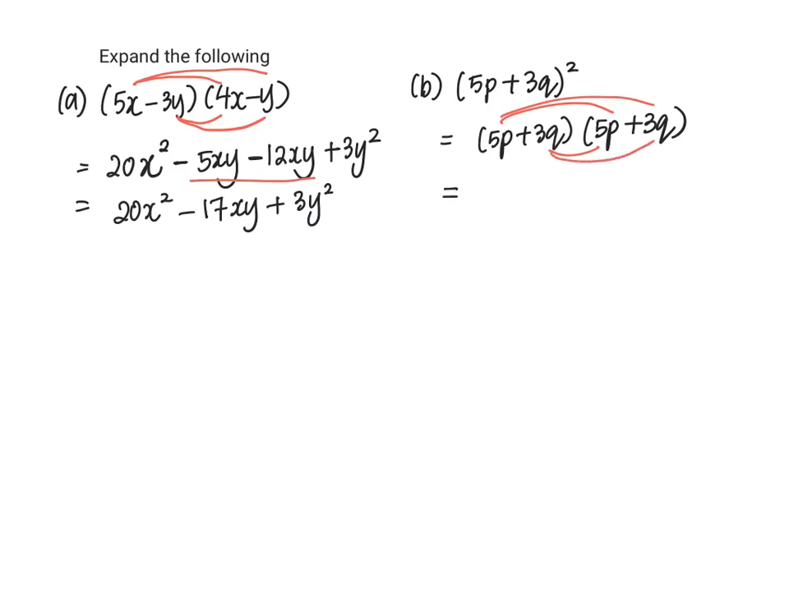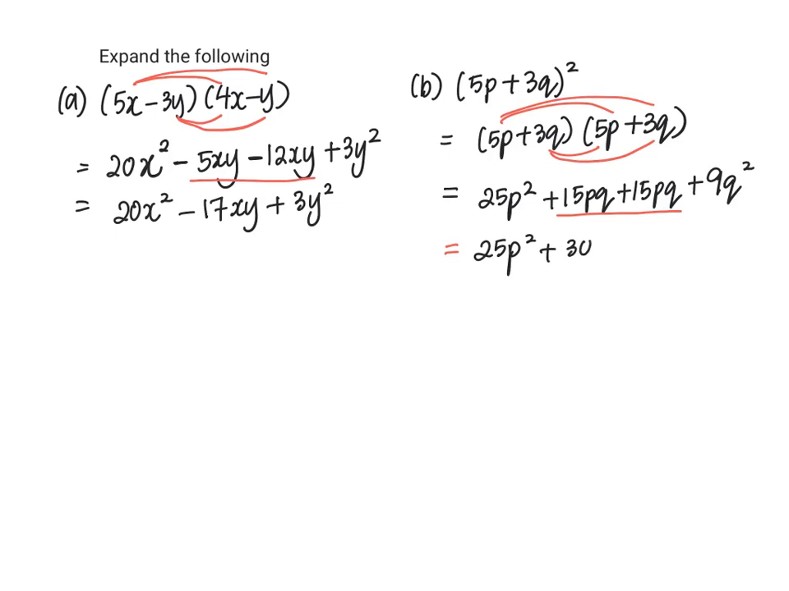But this will be 5p times 5p, 25p squared. 5p times 3q, 15pq. 3 times 5pq, 15pq. Then last but not least, 3q times 3q, 9q squared. You can simplify the terms with the same algebraic. Okay, and this will give me 25p squared and 30pq and 9q squared. Answer.